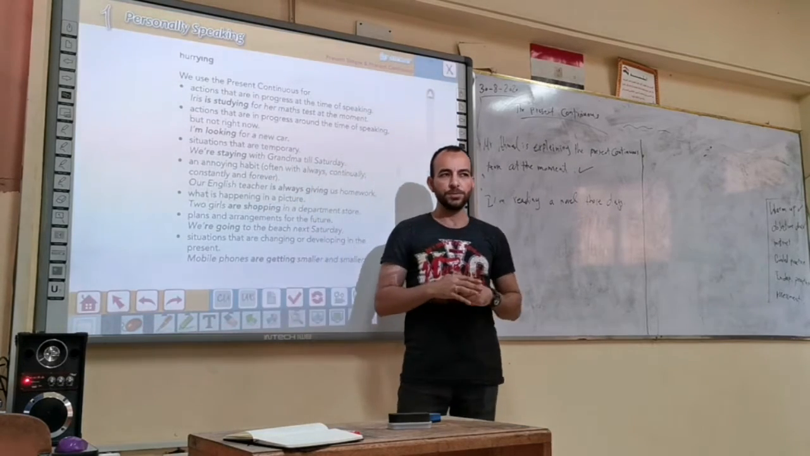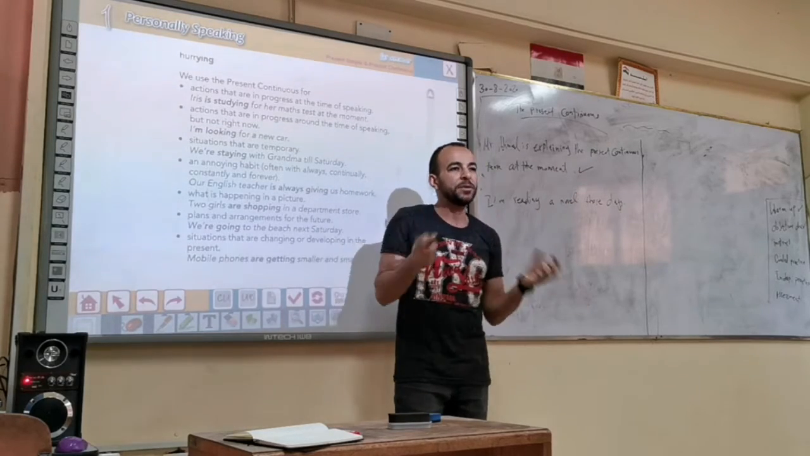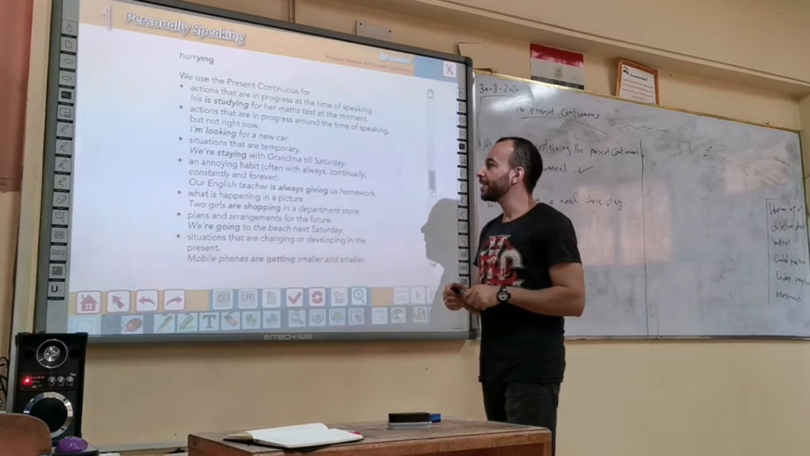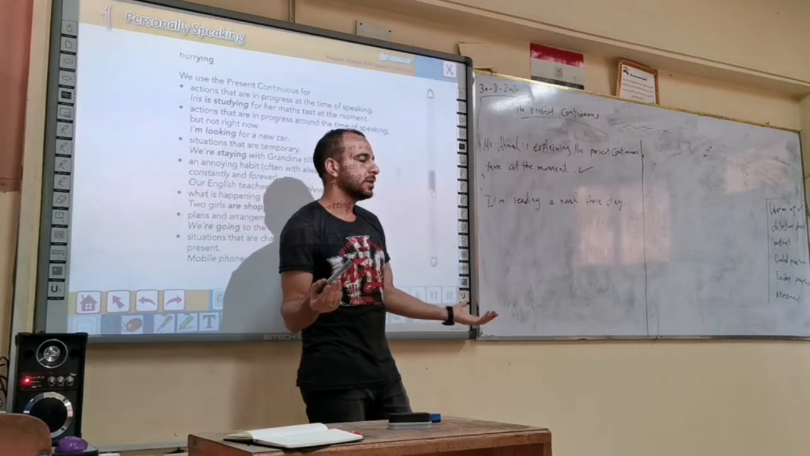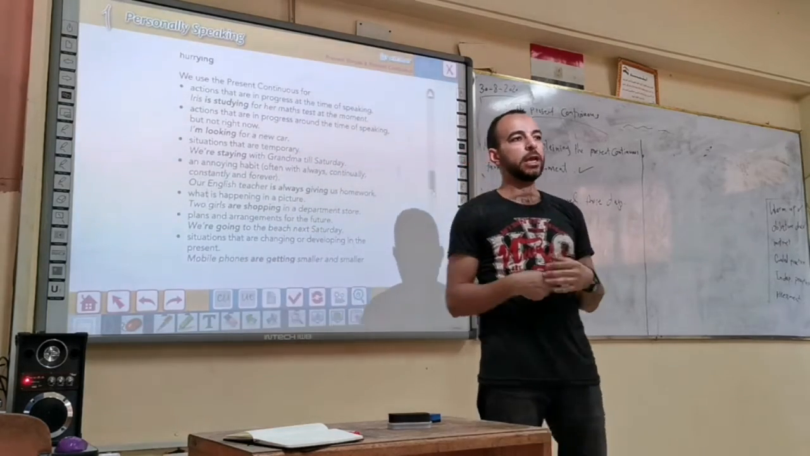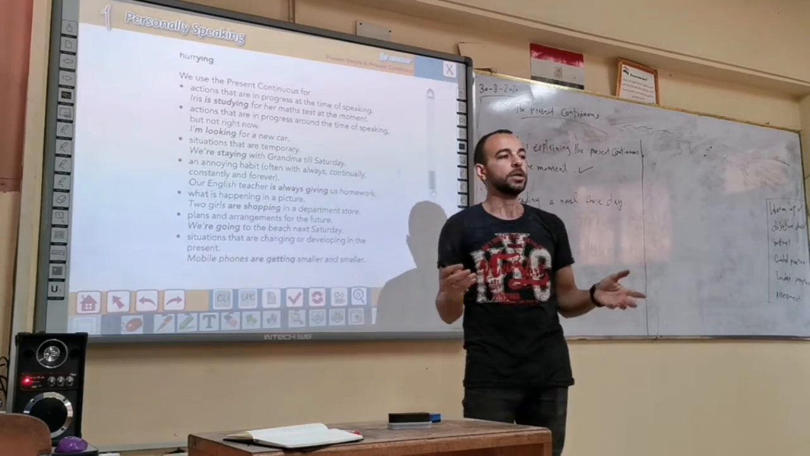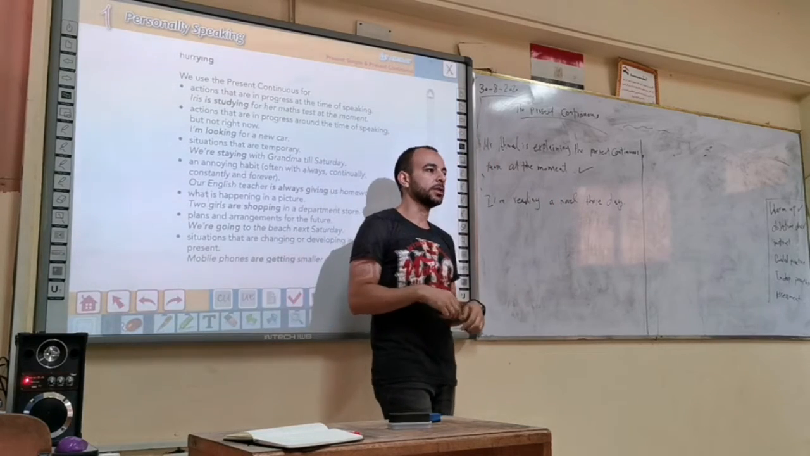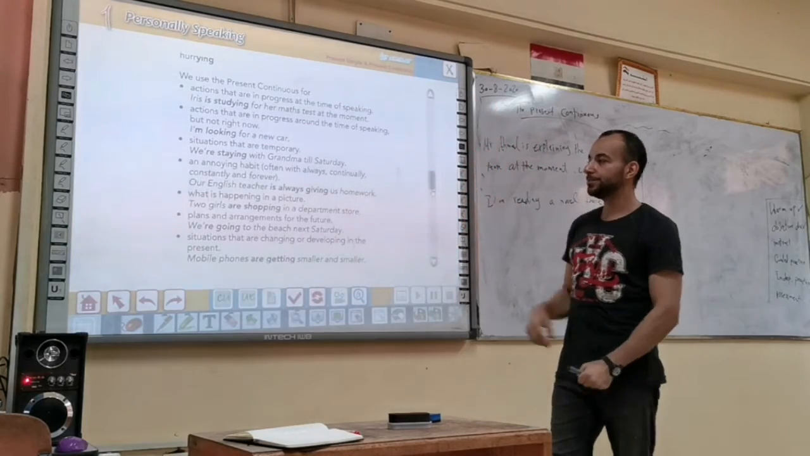Third sentence. Situations that are temporary. You know what temporary means? Yes, of course. Not something permanent. Something that will happen for a short time. We are staying with Grandma till Saturday. So here he is simply saying that for a short time we are staying with Grandma, not for a long time. So again, if you want to speak about something happening for a temporary time, for a short time, use the present continuous. Great.